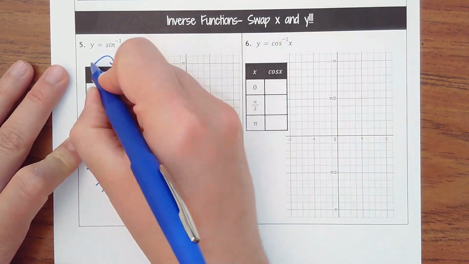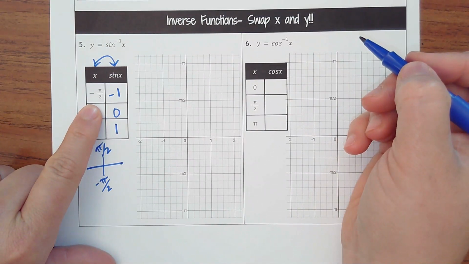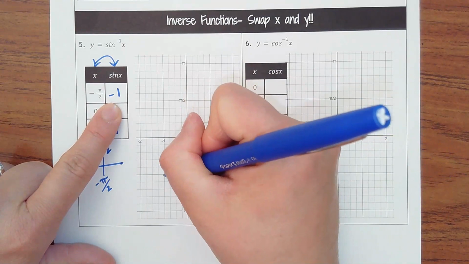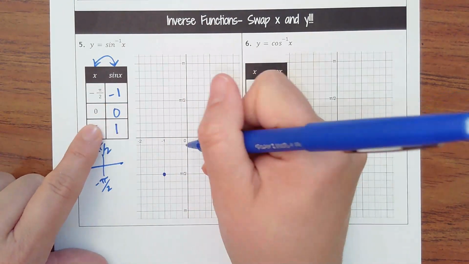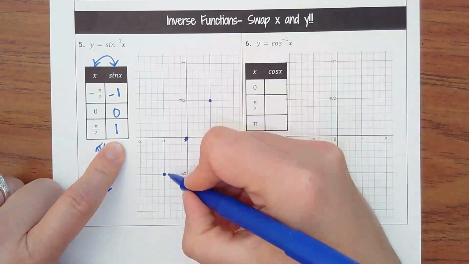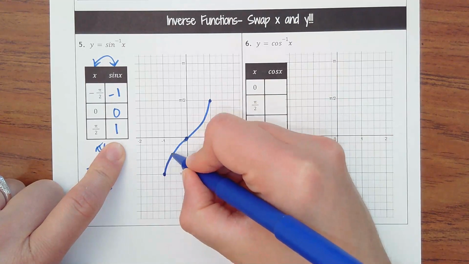Now we're going to flip-flop. So now this is x, this is y. So at negative 1, I'm going to put a point at negative pi over 2. 0, 0 can't be swapped. And then I'm going to put a point at 1 up pi over 2. So it creates this little curved function right here.